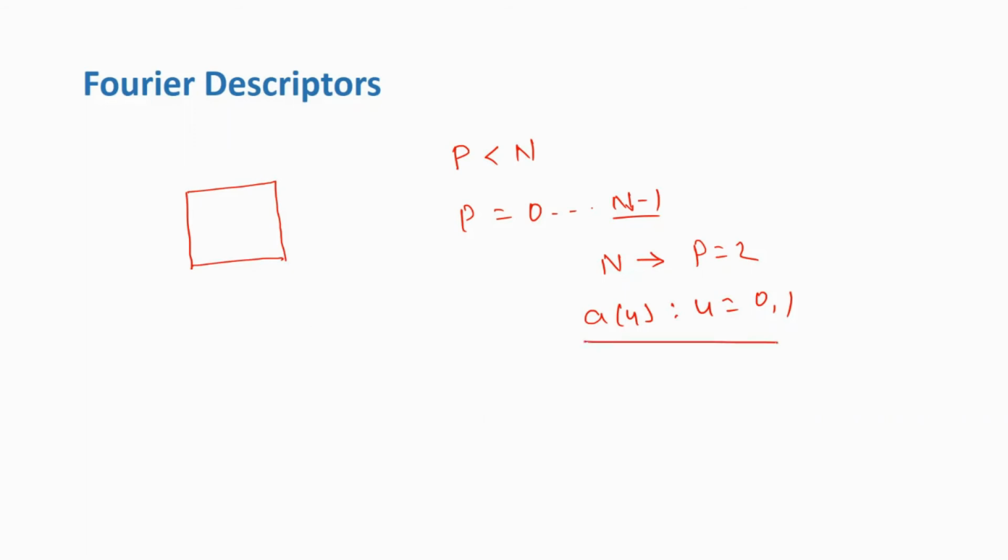Now we have the Fourier coefficients. We have to reconstruct the shape by taking the inverse Fourier transformation. So we'll take s(k), the shape, and take the inverse Fourier transform. How? The Fourier coefficients function multiplied by e to the power j 2 pi uk divided by n, and we'll take the summation from u equals 0 to P minus 1, and k will also vary from 0 to n minus 1.